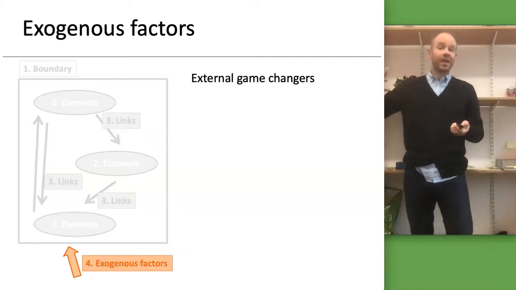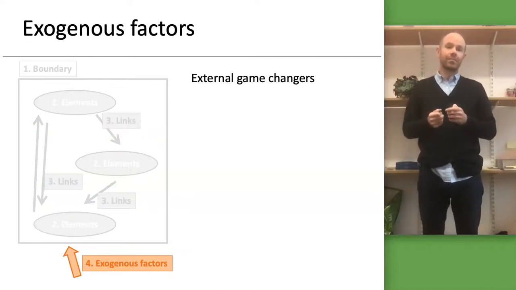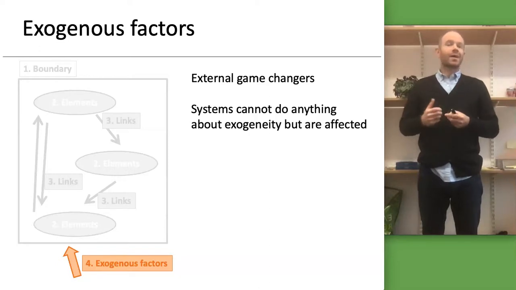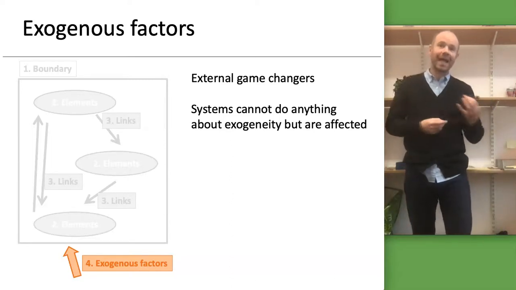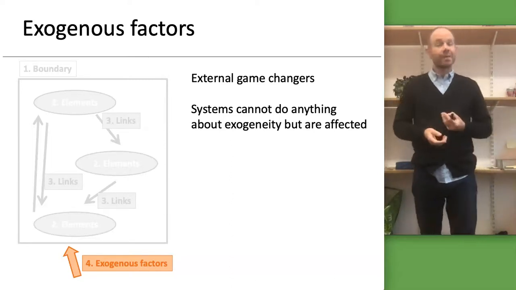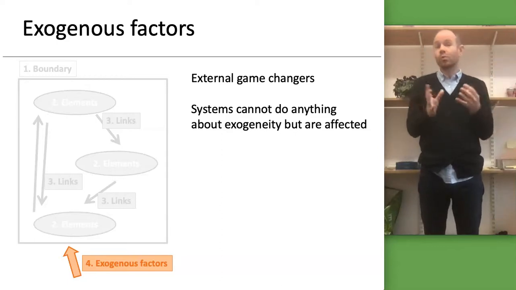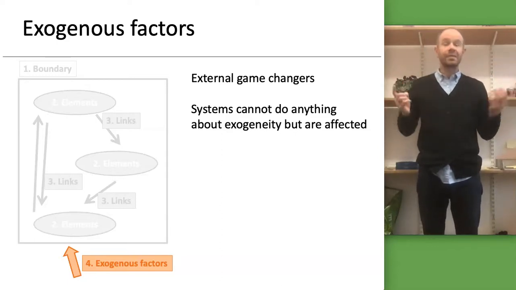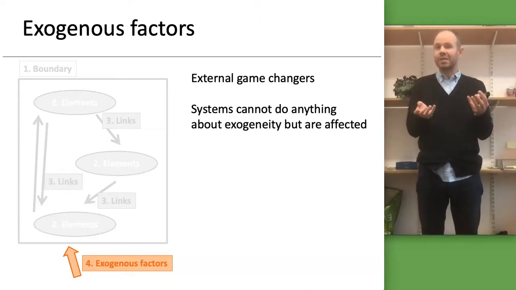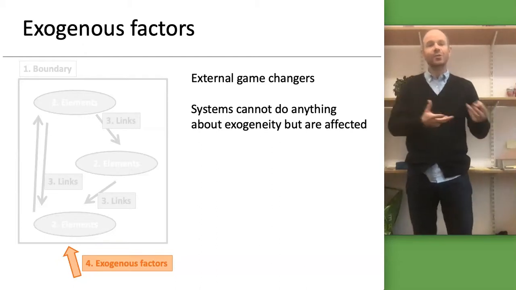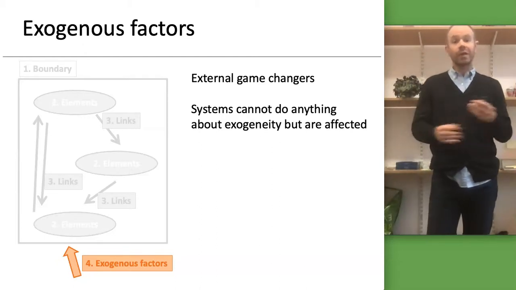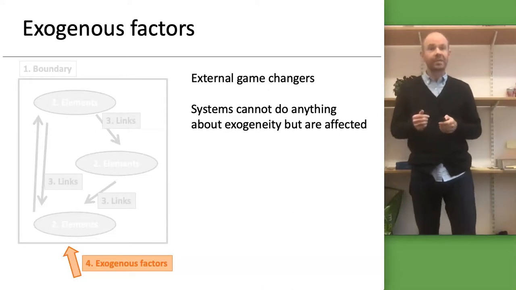And then these exogenous factors are these external game changers, right? What's going on outside of the system that's also causing that? To go back to that example of cattle and land degradation, maybe there's something outside of this system that we don't understand. Let's see, maybe in the evenings kids come through and like to party in the field, and that's not something we know about or really can do anything about without different laws that are outside of this system, right? So these are external game changers. Systems can't do anything about this exogeneity, but are affected, right?